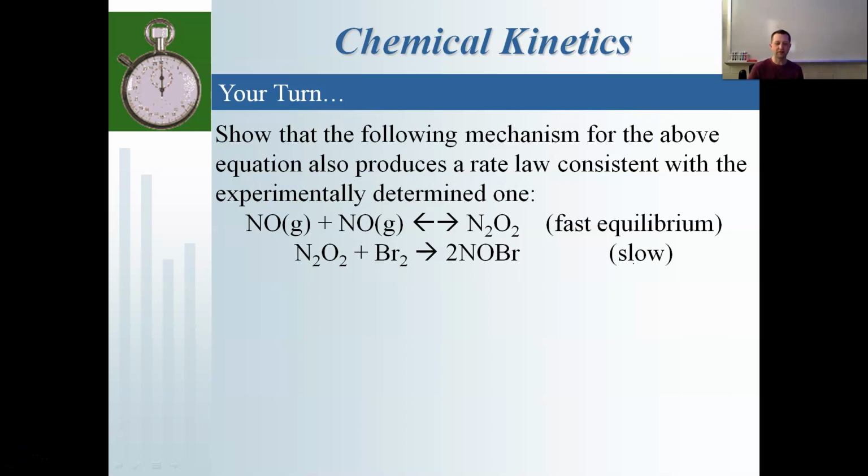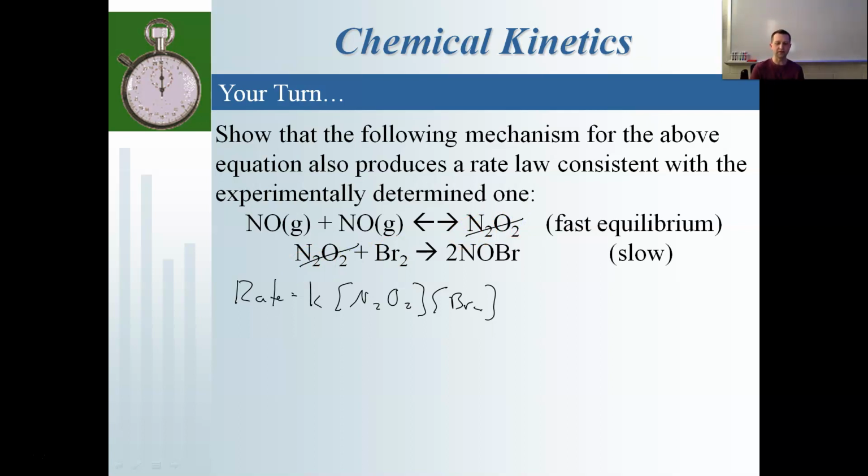Okay, let's see if you figured it out and got the right answer here. You're going to take a look at your slow step, which is your rate determining step. I'm going to write my rate law for that. So I get rate equals k times [N2O2] times [Br2]. I know that is not the correct rate law because my experimentally determined rate law, the same as in the first example we did, was rate equals k times [NO] squared times [Br2]. The other issue here is we have an intermediate involved in my rate law, which is not allowed.